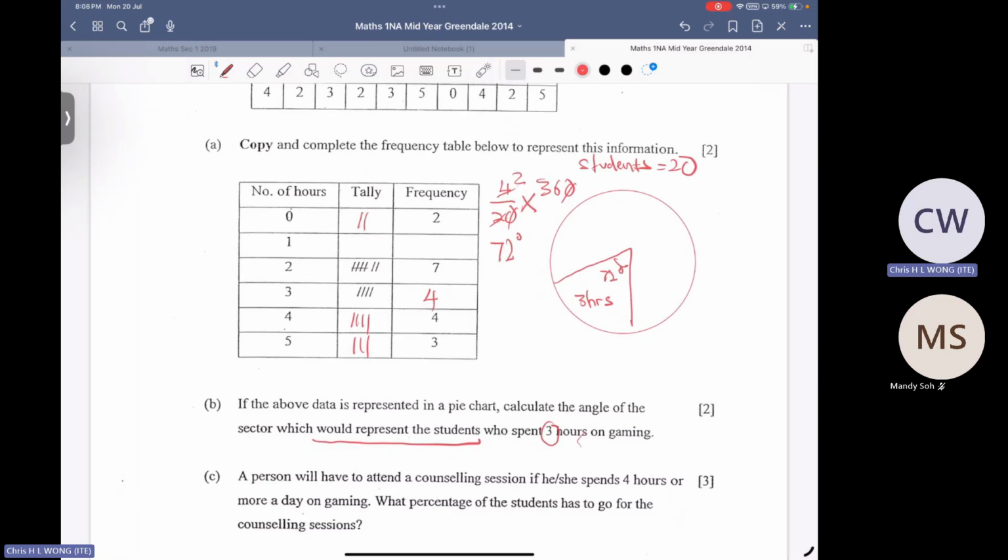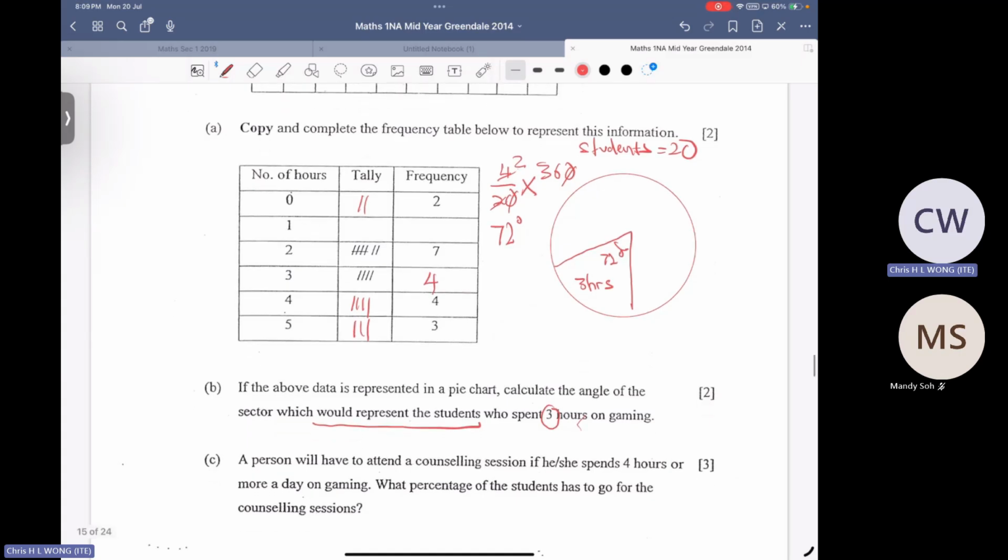Last one. Now, a person will have to attend a counseling session. Again, if somebody plays too many games, they must go and see a counselor. A person will have to attend a counseling session if he or she spends 4 hours or more. What percentage of the students has to go for counseling? 4 hours or more. Look at the hours. How many are there? 7. 7 divided by 20 times 100 gives a percentage.